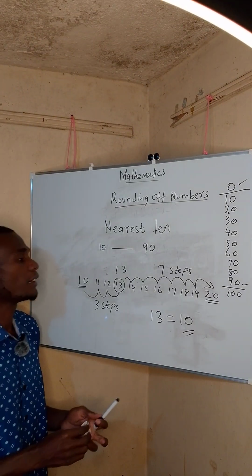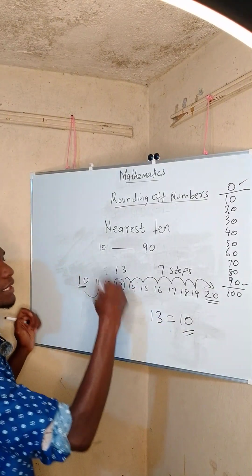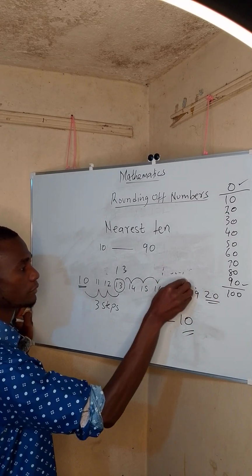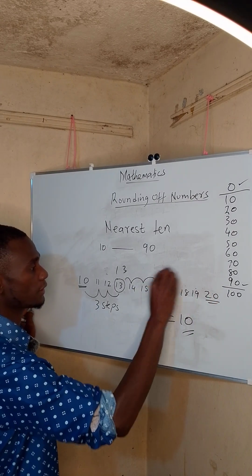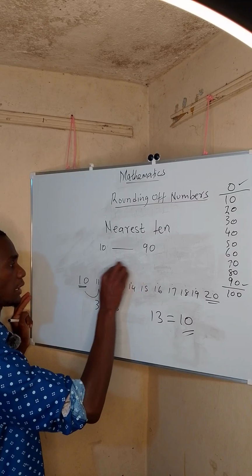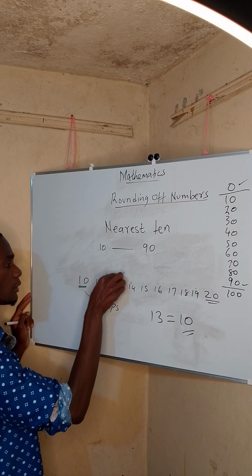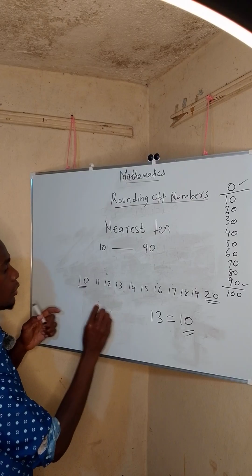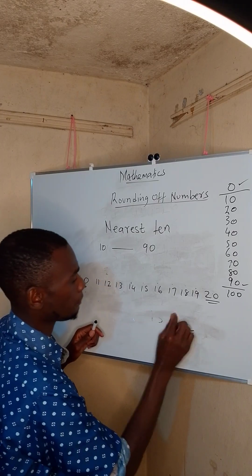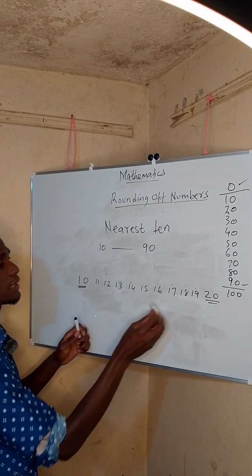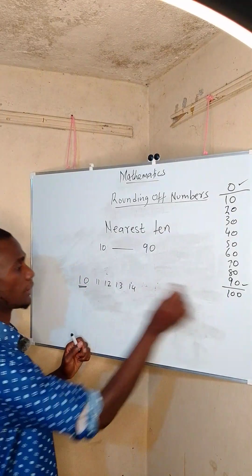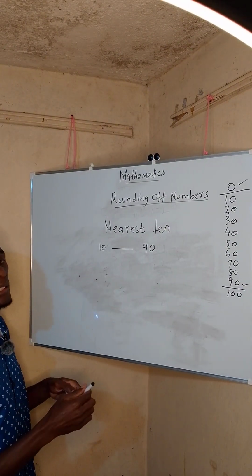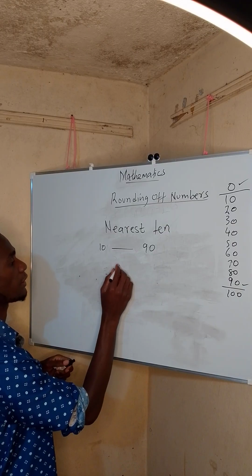If the number is past 15, let us look at another number, maybe 16. You are told to round off number 16. Or maybe let us take another, maybe let us talk of 30, maybe 37. Let us take 37. So you are told to round off 37 to the nearest 10.